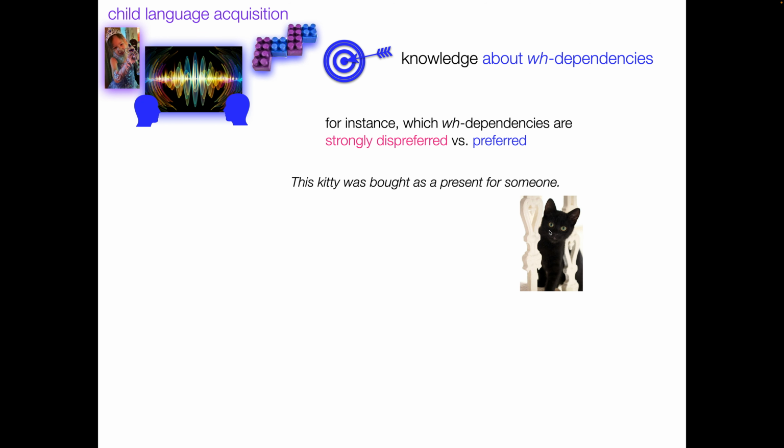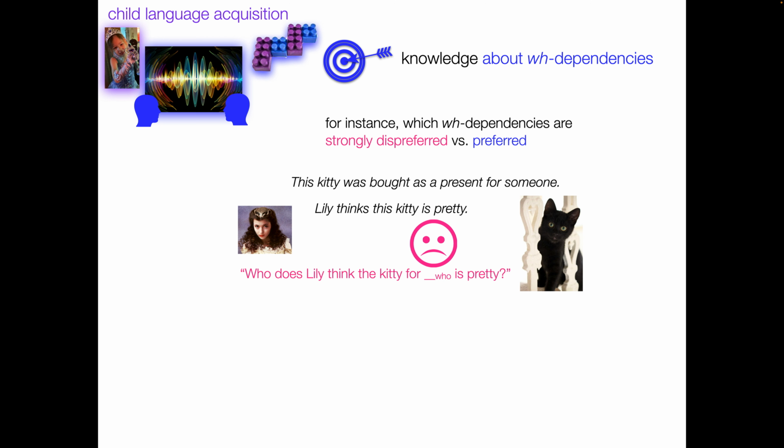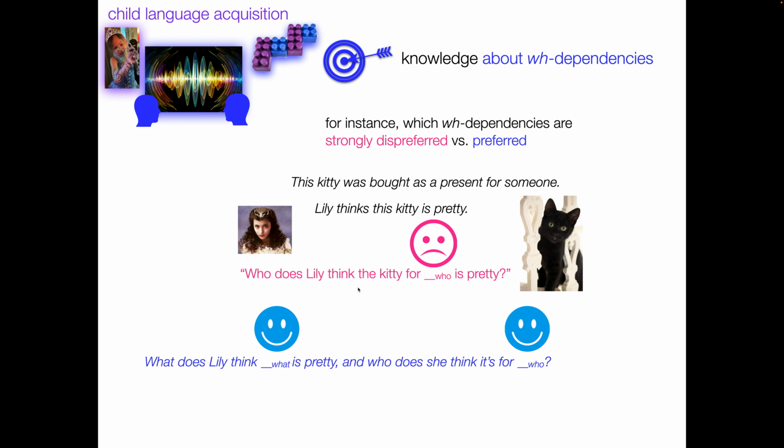So if we consider this kitty right here, this kitty was bought as a present for someone, and Lily over here thinks this kitty is pretty, fantastic. We might want to ask about this situation like this. Who does Lily think the kitty for is pretty? But we can't, or at least we strongly disprefer it, hence the frowny face here. And instead we have to do something a little bit more roundabout. What does Lily think is pretty and who does she think it's for? Right? Like that's okay, but this is not okay.